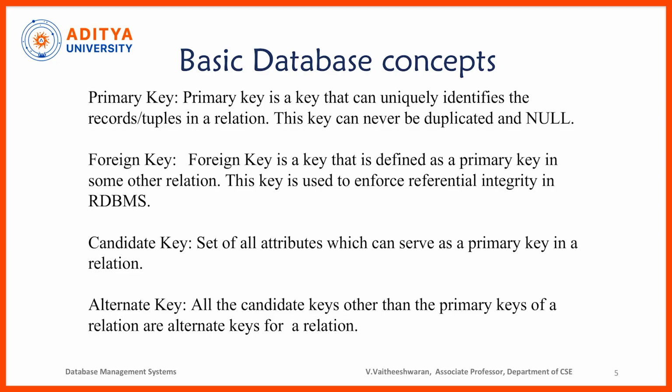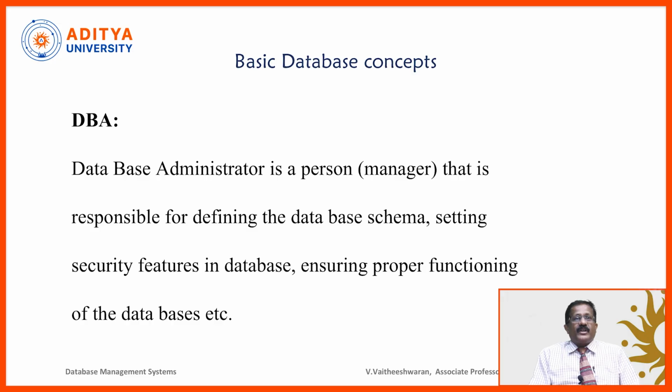Candidate key. The set of all the attributes which can serve as a primary key in a relation. Alternative key. Alternative keys are all the candidate keys other than the primary key of a relation. And DBA. DBA means database administrator. He is the person or manager responsible for defining the database schema, setting security features in the database, ensuring proper functioning of the databases, etc.